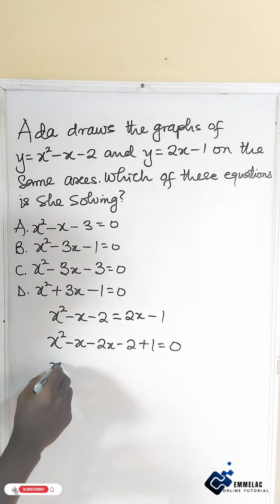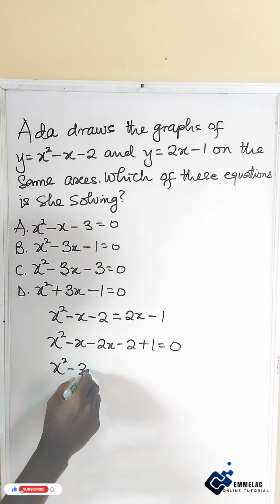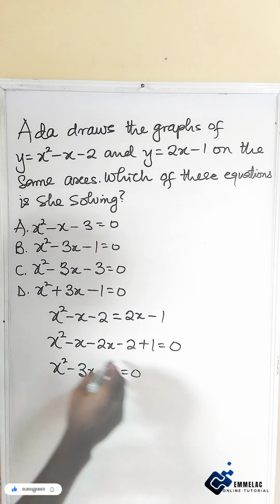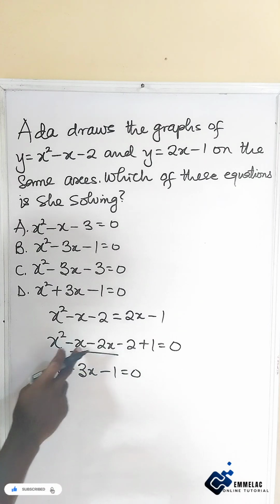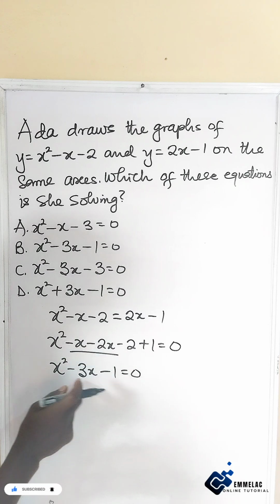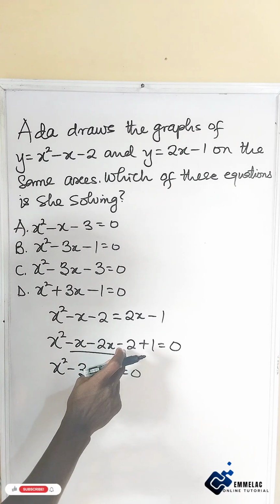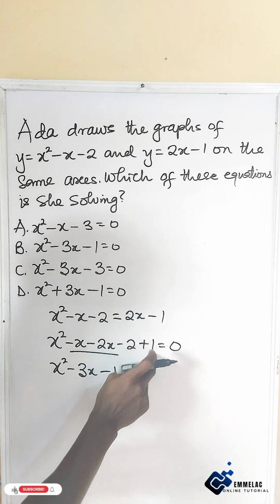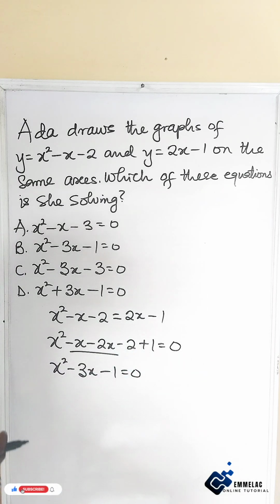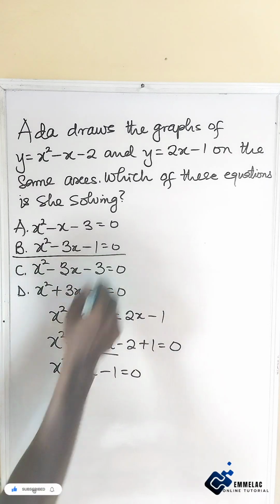Okay, to this end we have x squared minus 3x, then minus 1 equals 0, because negative x minus 2x will give us minus 3x, and negative 2 plus 1 will give us negative 1. To that end, B is the right answer.